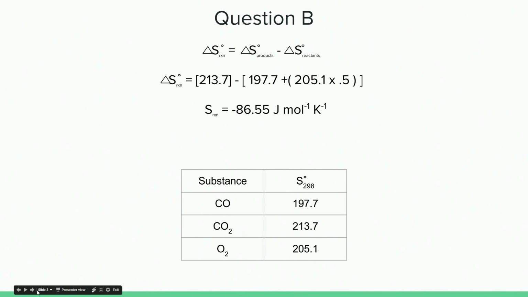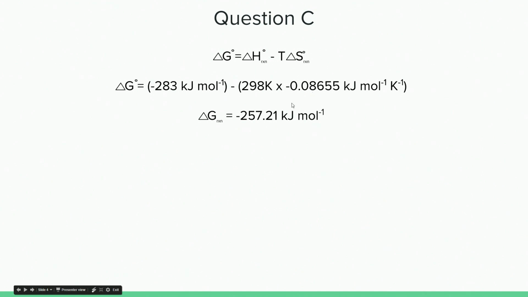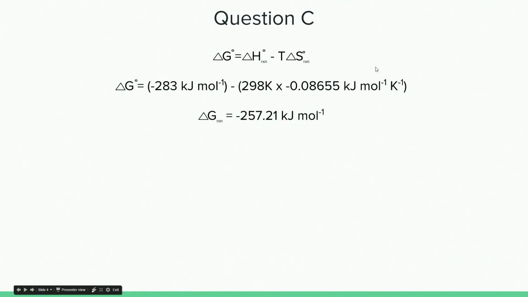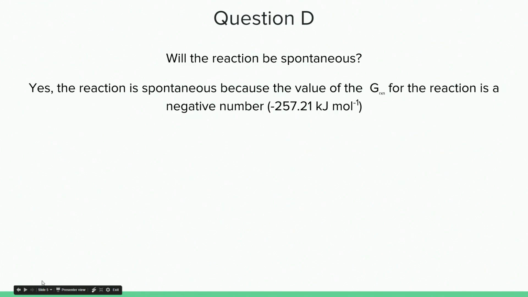The reason we put 0.0655 is because this was in joules and not kilojoules, so we had to divide this by 1,000 to get it into kilojoules. And after all that, we get negative 257.21 for the free energy change of the reaction.